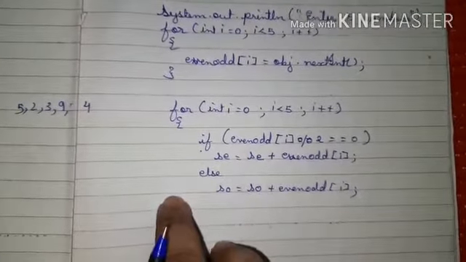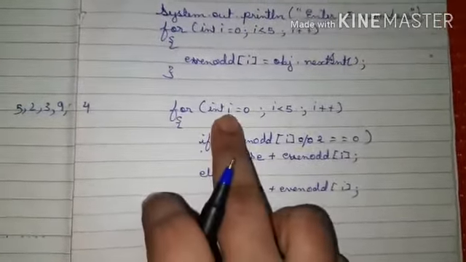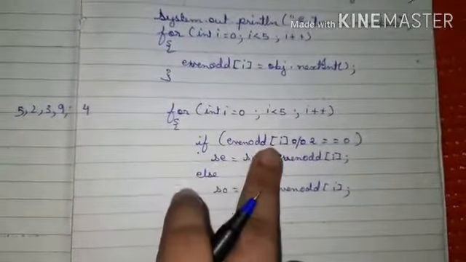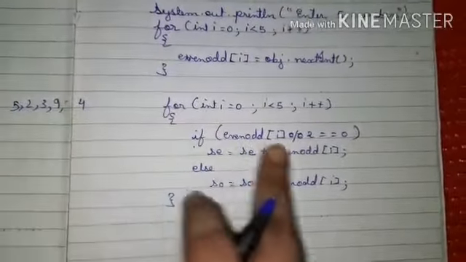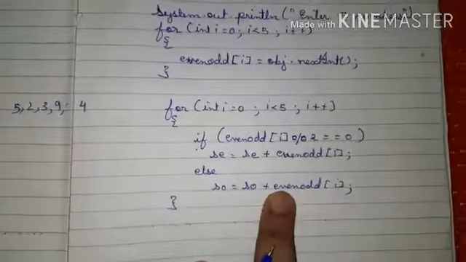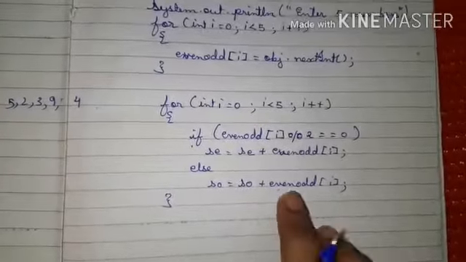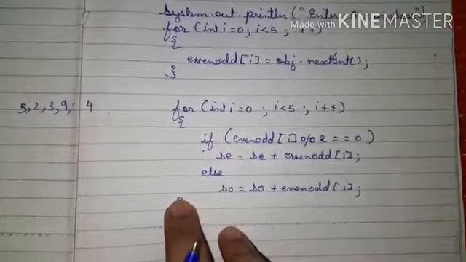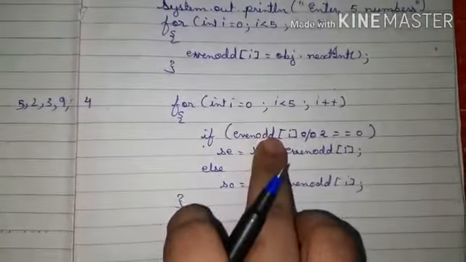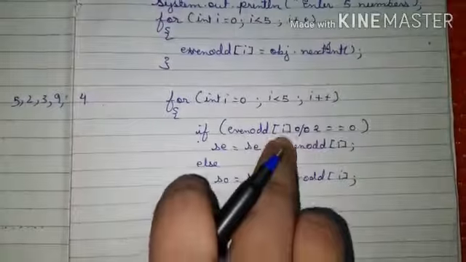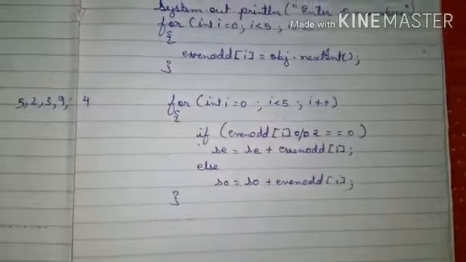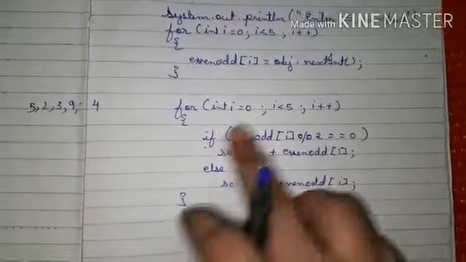Now I is 3, which is less than 5, so in the 3 position 9 is present. It is not divisible, so it will come here. At first it was 8, now plus 9 became 17. Next I will become 4, which is less than 5, so the 4 value is divisible. Previously 2 was there, now plus 4, so 6. Now I is 5, the condition is false, so it will come out of the loop.